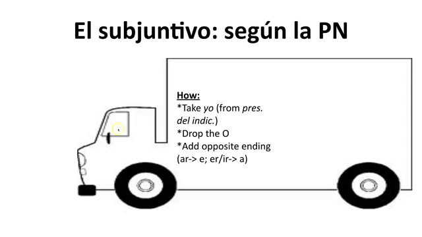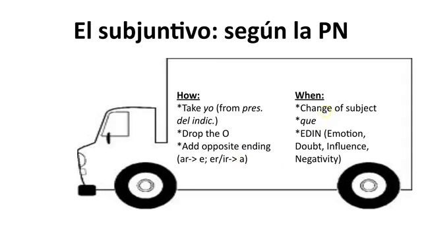And that's kind of the beginning of how I put together this graphic on the subjuntivo. So reviewing first how to do it, which was in my first video. How do you make the subjunctive? You take the yo from the present indicative, you drop the o, and then you add the opposite ending. The opposite ending for ARs is e. The opposite ending for ERIR is a. And then you make them agree.